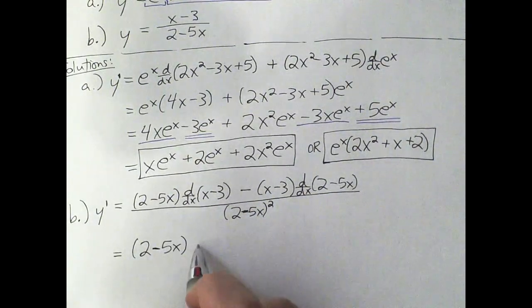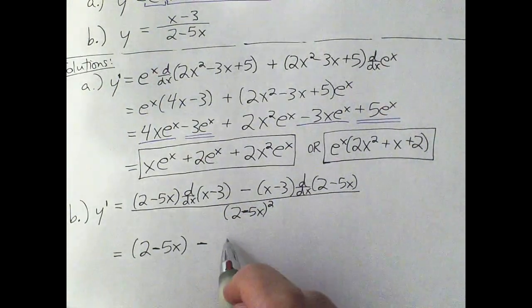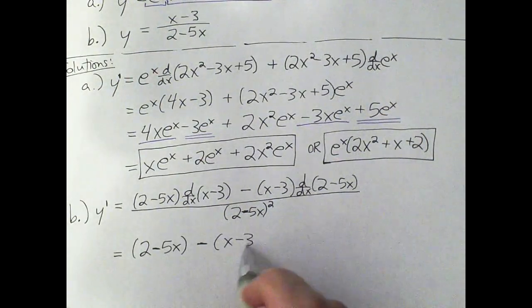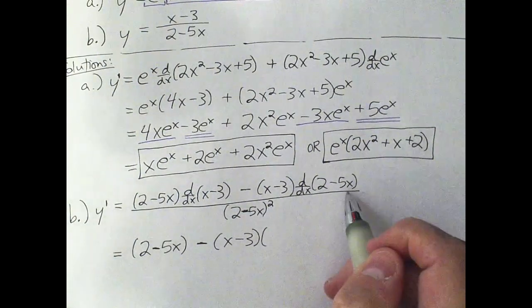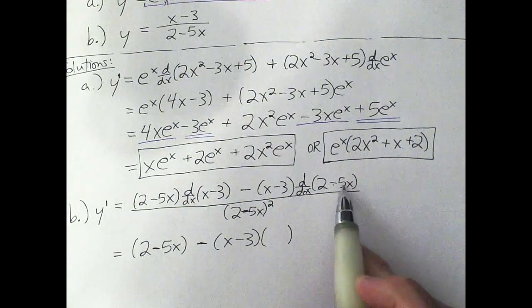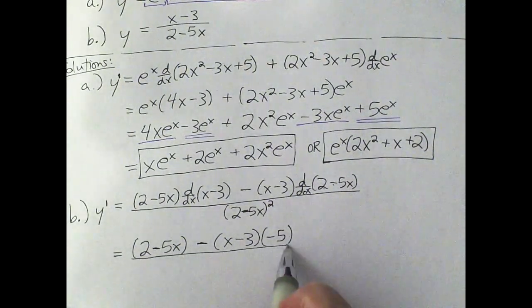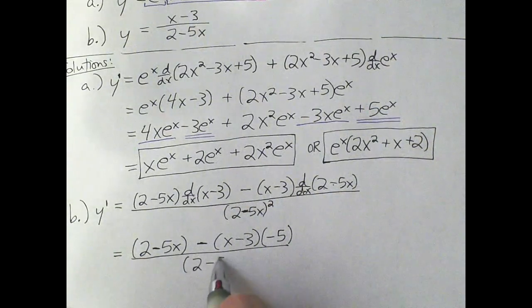You know, there's kind of a times 1, and we don't have to even write that. And then we have the x minus 3 that was already here. And then let's figure out what this is. Derivative of 2 minus 5x is minus 5. All right, it's not so bad.